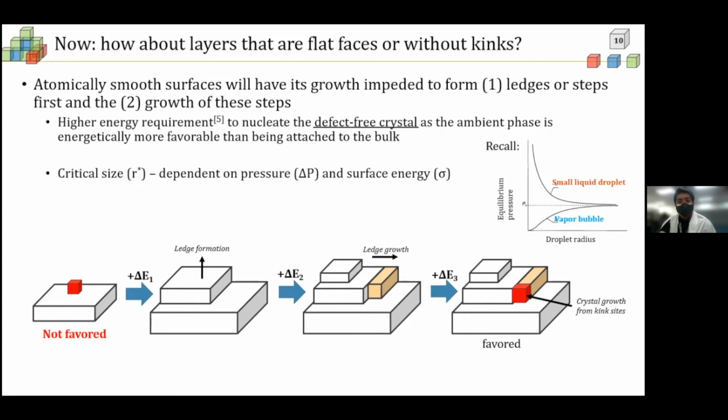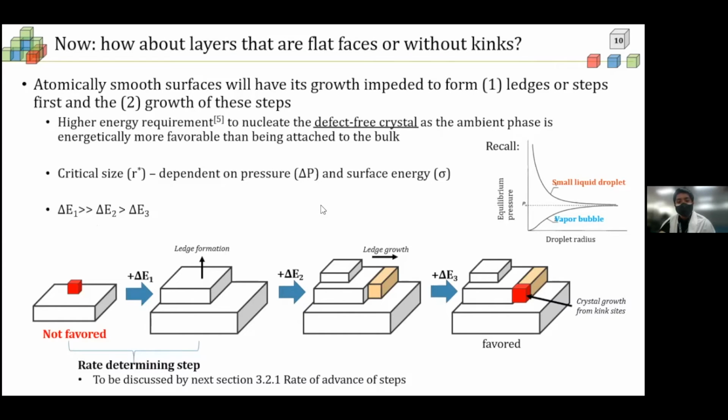So energetically speaking, the first step here, going from the terrace or a flat surface to a ledge formation, is the one that's limiting. Basically, this would be the rate determining step. And this is something that will be discussed further in the next sections. I think Zab will cover this for our rate of advance of the steps.